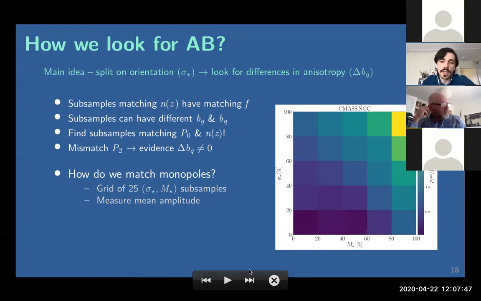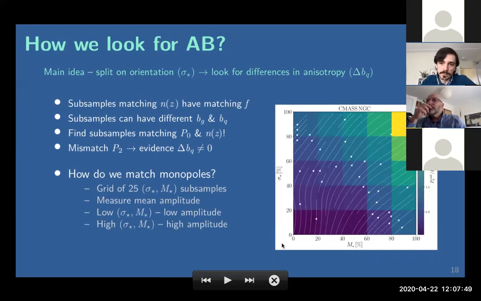What is really nice is that when you overplot these contours just to see things more clearly, everything makes sense. So low values of stellar mass have smaller bias, so you expect things here to have smaller amplitude, while samples with high velocity dispersion and high stellar mass are more biased, right?